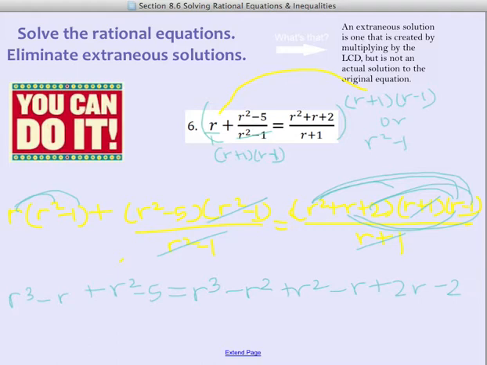On the left-hand side, there are no terms to combine, so I'm going to write them in standard form. So I would have r to the third plus r squared minus r minus 5. Remember, standard form is highest exponent to lowest. Just makes it easier to look at. So then I have r to the third. Those r squareds will cancel. Negative r plus 2r is just plus r minus 2.